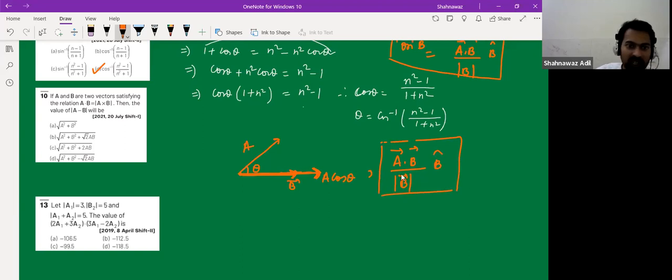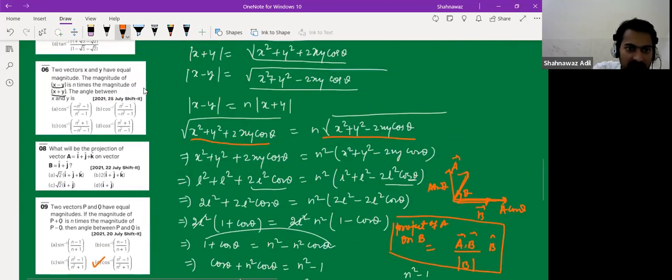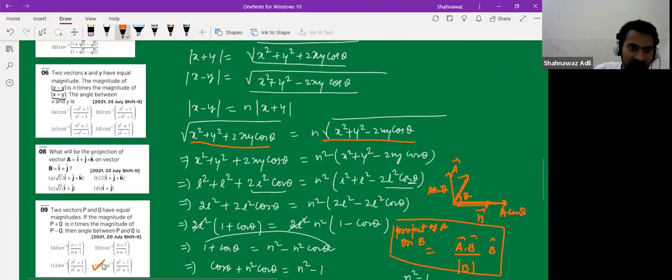So we would be using this relation. Okay, so this was not this question, right? So this was this question, right? This question we solved. So what was the answer?